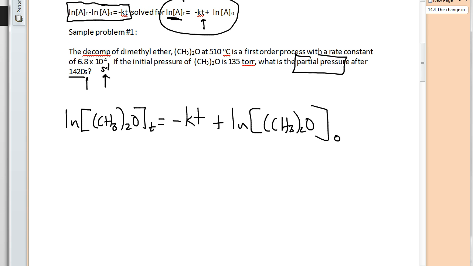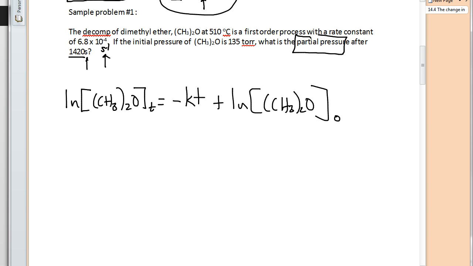And so we just have to plug some values in here from the problem. We know that our rate law constant is given to us in the problem. We have to make sure that's negative. We do have a negative sign there. So we have 6.8 times 10 to the negative 4th seconds negative 1st, and we are going to multiply that by the time. In this case, the time was 1,420 seconds.